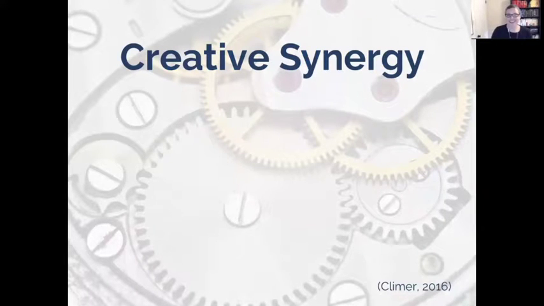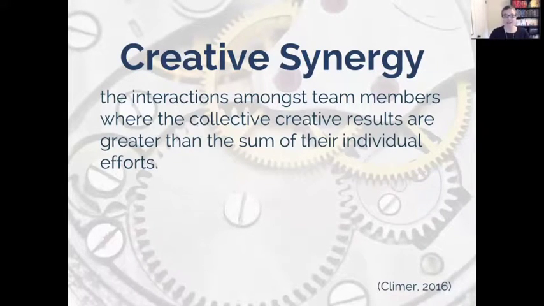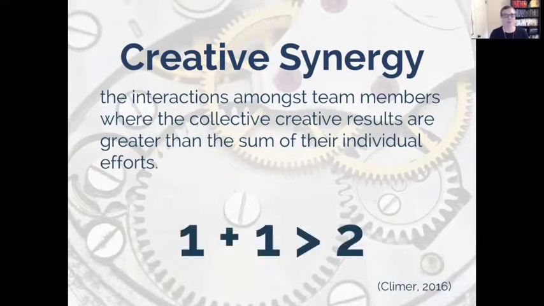Creative synergy. This is a definition that I created this last year, and creative synergy is the interactions amongst team members where the collective creative results are greater than the sum of their individual efforts. So basically 1 + 1 is greater than 2. Kind of your classic collaboration, really. When a group of people come together, we want them to perform at a higher level than they could each individually. And in this case, we're talking about creativity, to perform creatively at a higher level. So that's creative synergy. So when I say helping your team achieve creative synergy, that's what I'm talking about.